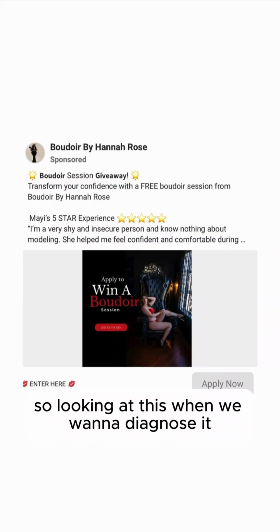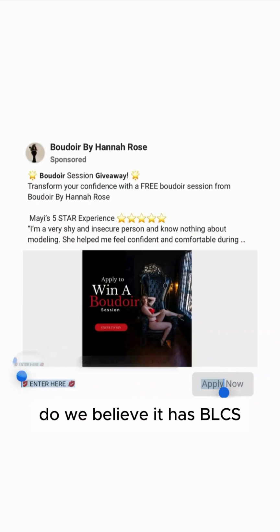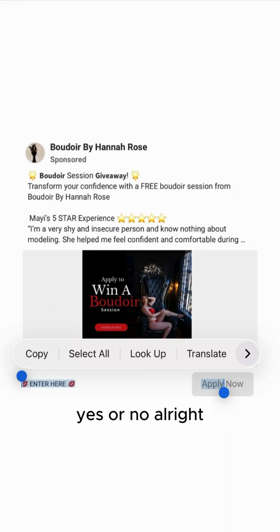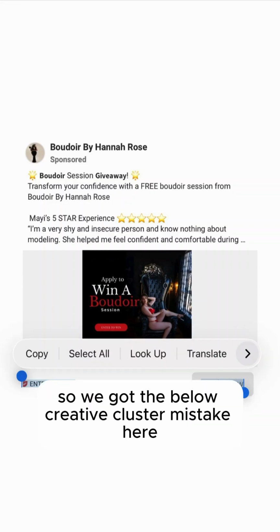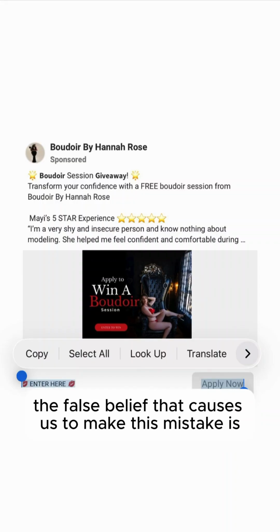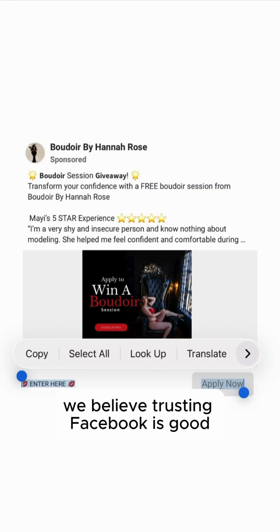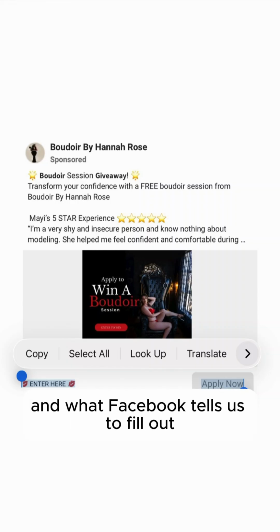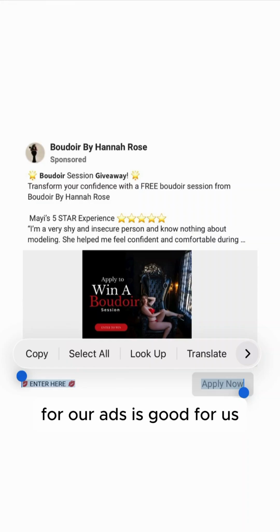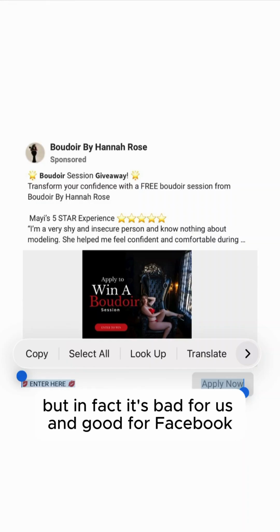So looking at this one, we want to diagnose it. Do we believe it has BLCS, yes or no? All right. So we get the below creative cluster mistake here. The false belief that caused us to make this mistake is we believe trusting Facebook is good, and what Facebook tells us to fill out for our ads is good for us, but in fact it's bad for us and good for Facebook.